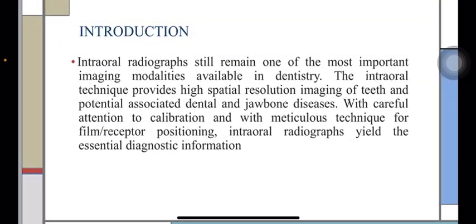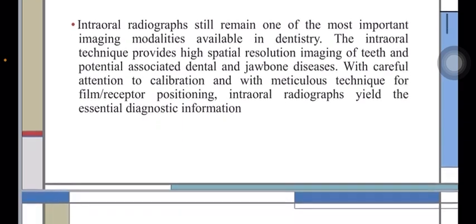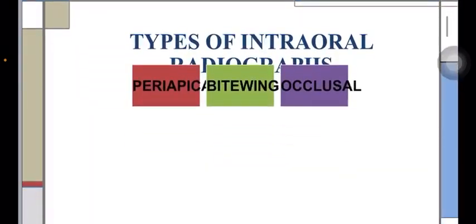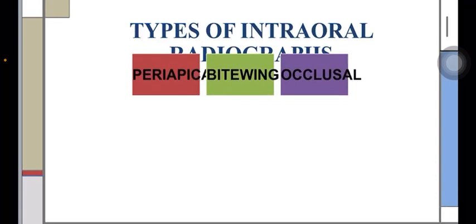Introduction. Intraoral radiographs still remain one of the most important imaging modalities available in dentistry. Intraoral techniques provide high spatial resolution imaging of the tooth and potential associated dental and jawbone diseases. With careful attention to calibration and meticulous technique in film receptor positioning, intraoral radiographs yield the essential diagnostic information. The types of intraoral radiographs are periapical, bite-wing and occlusal radiography.